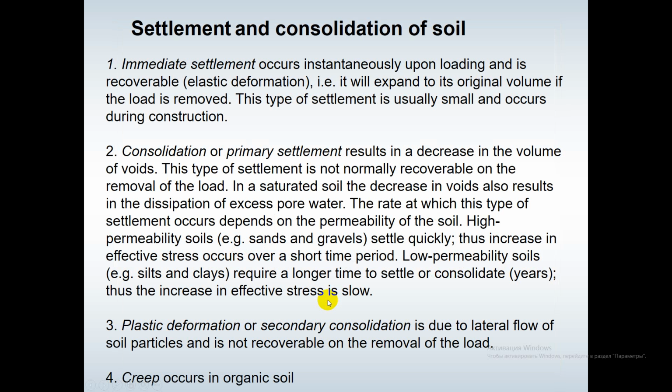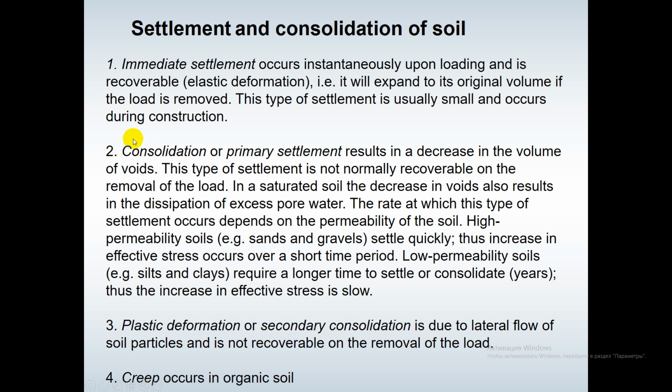Settlement and consolidation of soil. When a soil is subjected to an applied load, such as from a newly constructed building, a degree of compression will probably happen. And there are four main types of settlement that can occur.